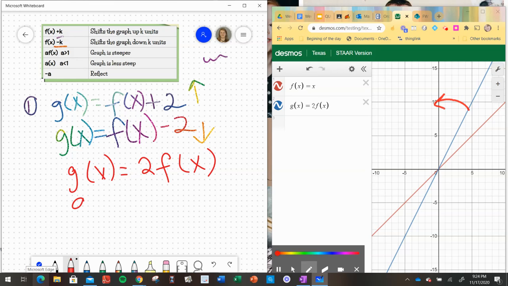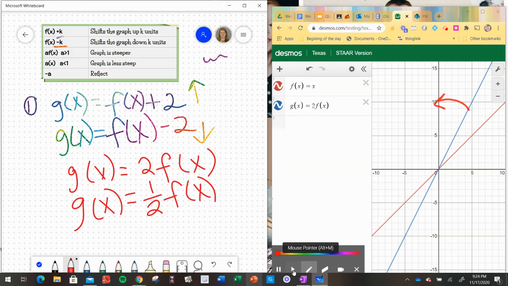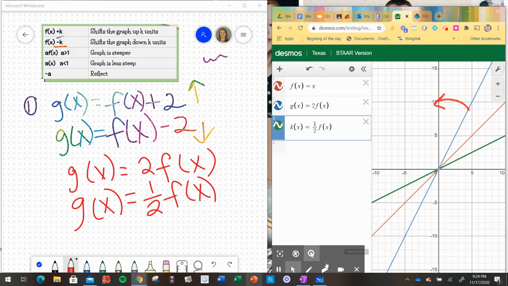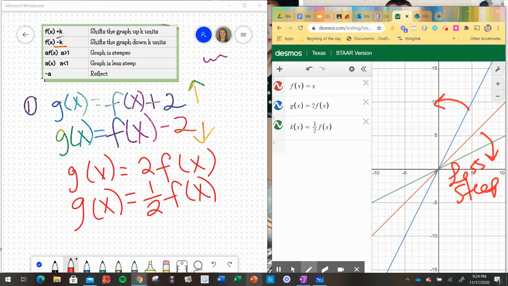On the other hand, if I have a number in front of my f(x) that is between 0 and 1, so something like 1/2 f(x), right? So let me graph k(x), just renaming it, is equal to 1/2 f(x), right? So again, just taking my original function. Notice in this case it got closer to the x-axis, so we call that less steep. Okay, so kind of being able to visualize it.